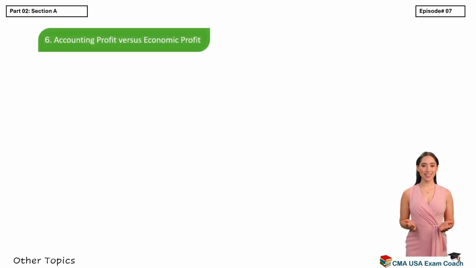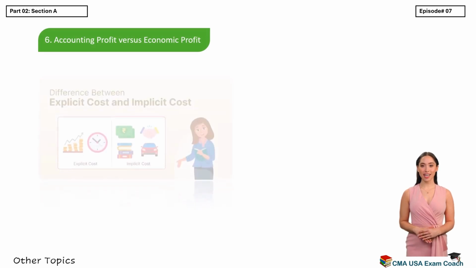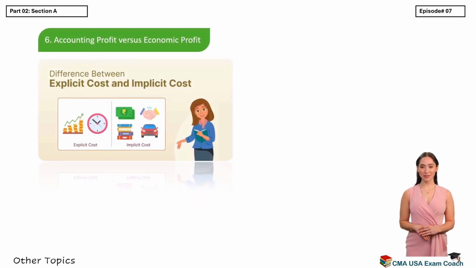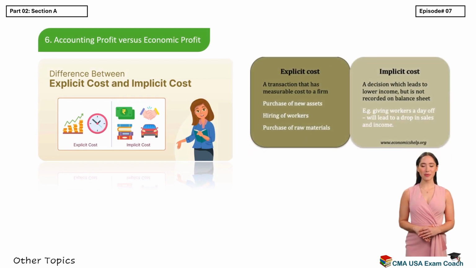Next, we are discussing accounting profit and economic profit. Before that, let's understand explicit costs and implicit costs. Explicit costs are the actual out-of-pocket expenses a business pays in the course of its operations. These include payments for wages, rent, utilities, materials, and other direct costs. Explicit costs are recorded in the company's accounting records and financial statements.